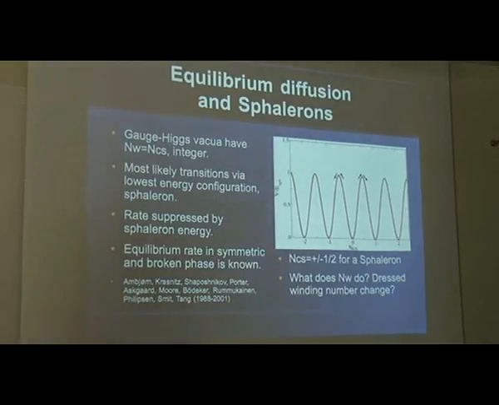Now, in those vacua, the Chern-Simons number is equal to the Higgs winding number. We'll come back to that, and it's integer. So if you want a transition, it goes to the sphaleron, and then that means the rate is suppressed by the sphaleron energy. And these very clever guys have, over many, many years, calculated this in the symmetric and broken phase, and I think sort of the ruling paper at the moment is you and Guy and Dietrich, isn't it? 2001 or so. So there is a coefficient in front of this T to the 4 exponential of the sphaleron. And that is known very well.